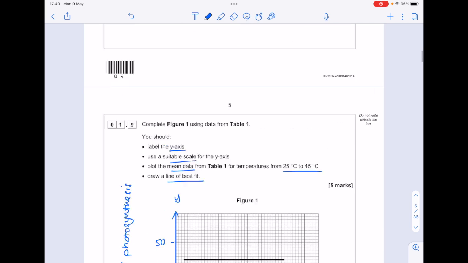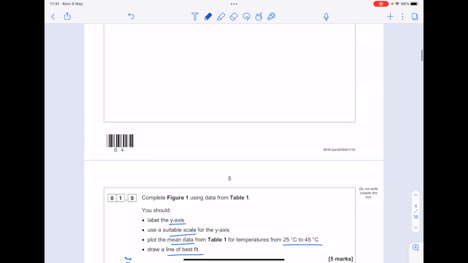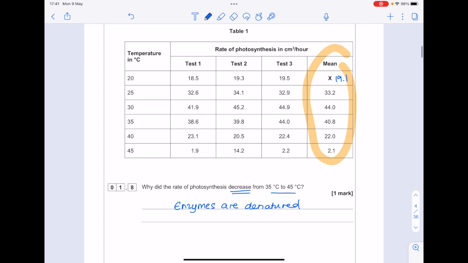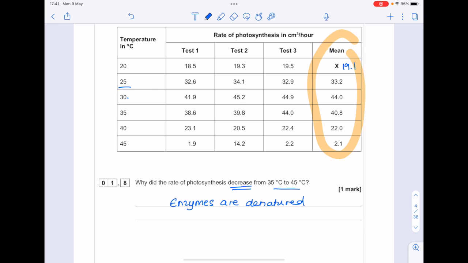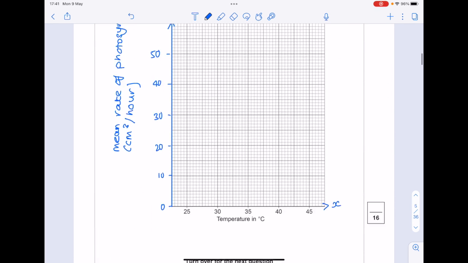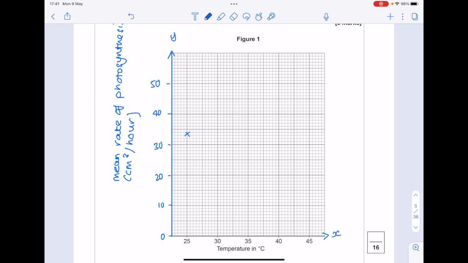Okay, now we're ready to plot. We know that we're plotting from 25 to 45 degrees. And we're using this highlighted area here, starting at 25 degrees, which was 33.2. For 30 degrees, the value was 44. For 35 degrees, it was 40.8. For 40 degrees, it was 22. And for 45 degrees, it was 2.1. Because they've asked for a line of best fit, you want to do a curved line here. Let's do a curved line of best fit.